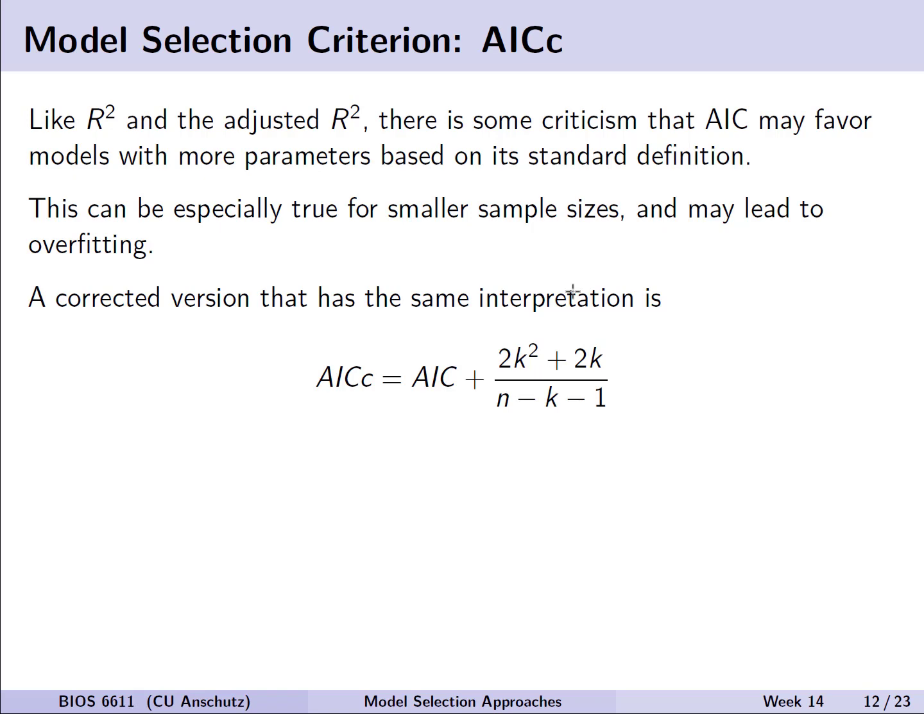Fortunately, various versions have been proposed to try to account for this presumed over-optimism. For example, a corrected version was calculated by taking our AIC value plus this extra penalty term, where we take 2 times the number of variables in that specific model squared plus 2 times the number of variables, divided by the sample size minus the number of variables minus 1. And we would then similarly interpret, like we saw in the previous slide, the corrected AICc information criterion, where the smallest value is considered best, and a difference of 2 would be considered a significant or meaningful difference as a rule of thumb.